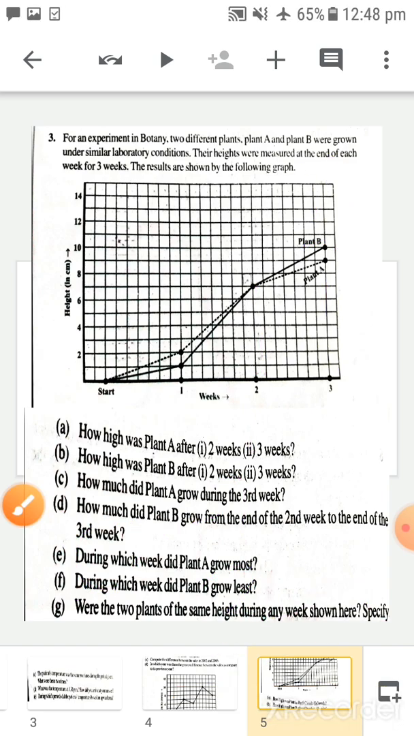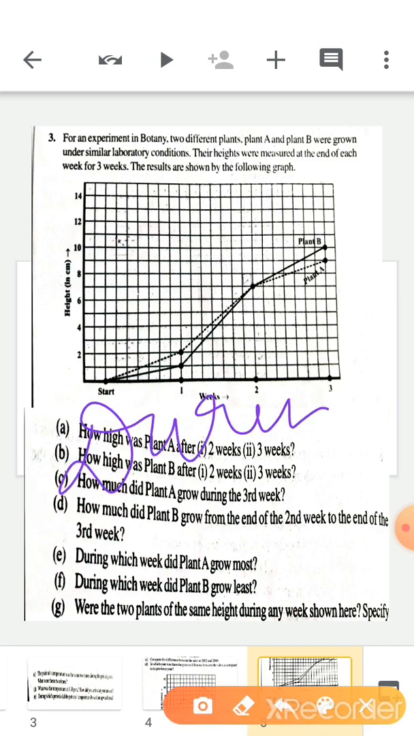Okay, let's find out the E solution. During which week did plant A grow most? Between 0 to 1, plant A has grown 2 centimeter. Between 1 to 2, from 2 centimeter to 7 centimeter it will grow. So during the second week, plant A has grown very high. Okay, during which week did plant B grow least? Plant B grew least during the first week.